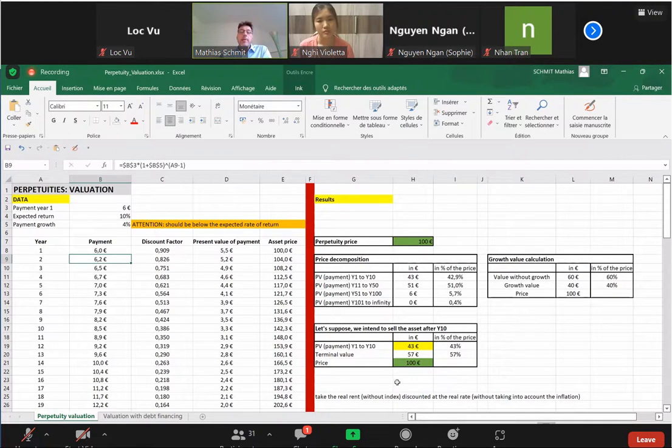Be aware when you take, let's think about rents, either you take the real rents, so without inflation, and you take the real rate and you discount with the real rate, or you take the nominal rent with the inflation and you have to take into account the nominal rate. Okay? So this is a way to value growing perpetuities.